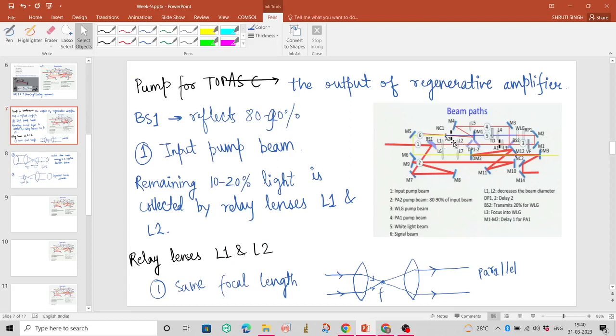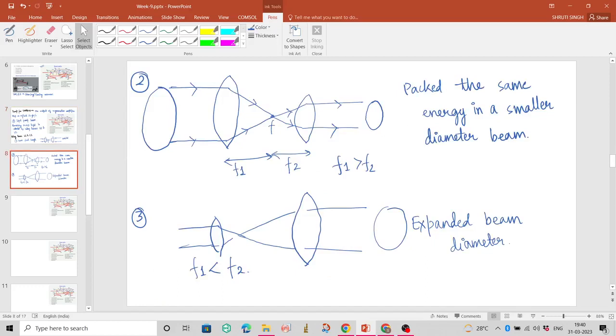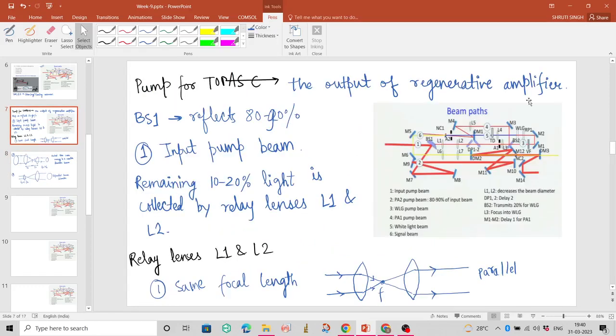So why does this happen? Why are we using this? Because we need to reduce the beam size or the beam diameter, so that it will be helpful in the next set of optics. So that's why these L1 and L2 are the relay lenses, in which L1 is a lens of larger focal length.